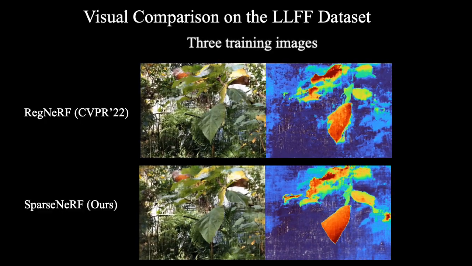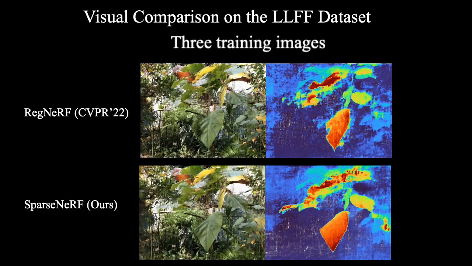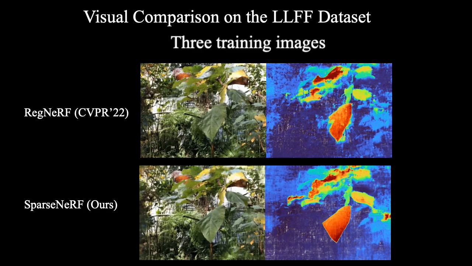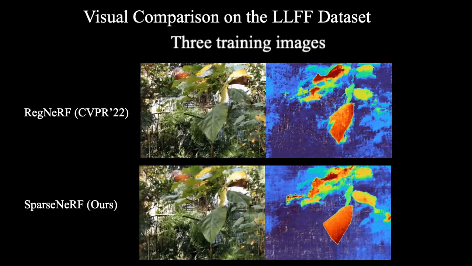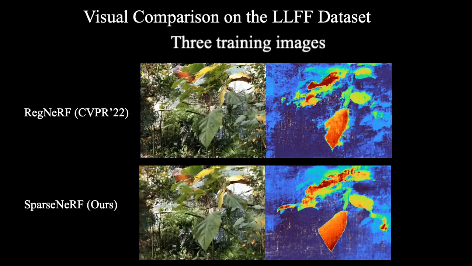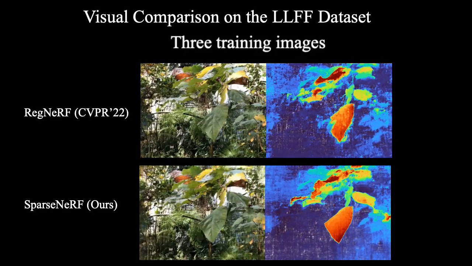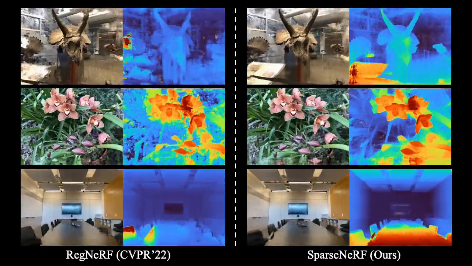We compare with the state-of-the-art methods and regular NeRF on the LLFF dataset. We can see that, for regular NeRF, the geometry of scenes is not fully synthesized. Instead, our SparseNeRF yields better synthesis. We visualize more scenes.